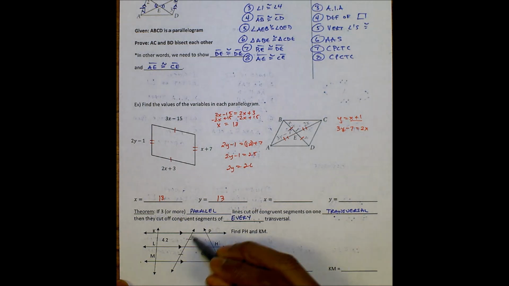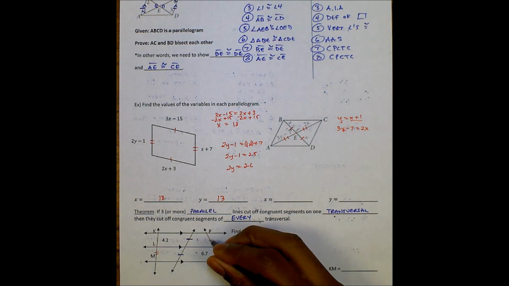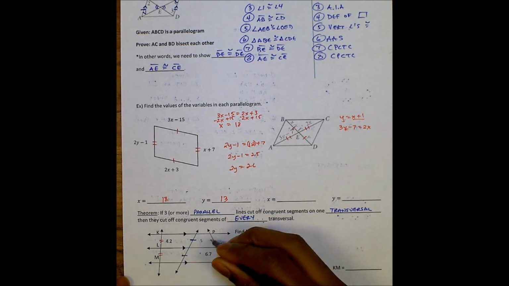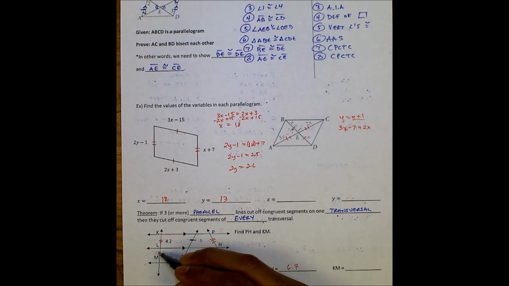Okay, and so here we see that in this transversal, this line that goes between the three parallel lines, they're marked that these two are congruent. So because those two are congruent, then we know for sure that these two are congruent, and also that these two are congruent. Okay, and so then we can answer the question, what's PH? Well, PH is congruent to HG. HG is 6.7, so PH is 6.7. What's KM? Okay, well, KL is 4.2, that means LM is 4.2, so KM would be 8.4.